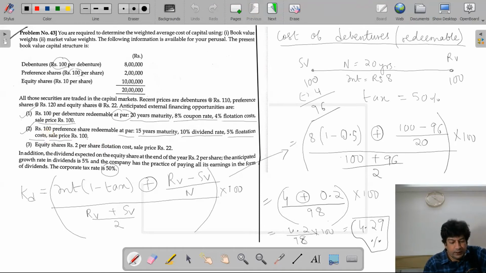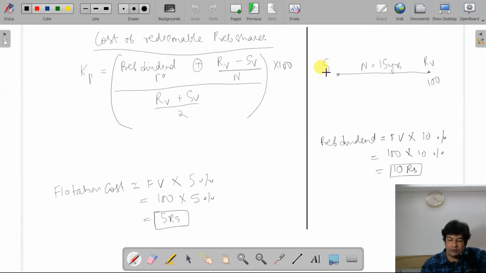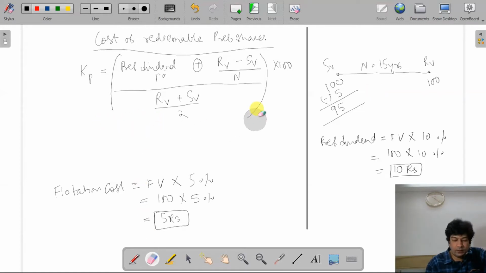And the sale price is 100. It means that I have sold one preference share at rupees 100. So the sale value is rupees 100. And out of that, I have to spend 5 rupees on this flotation cost. So in hand, the net proceeds which I'm having is 95. Okay. So I think the entire data is there with us. So now we can move to find the cost of preference shares.